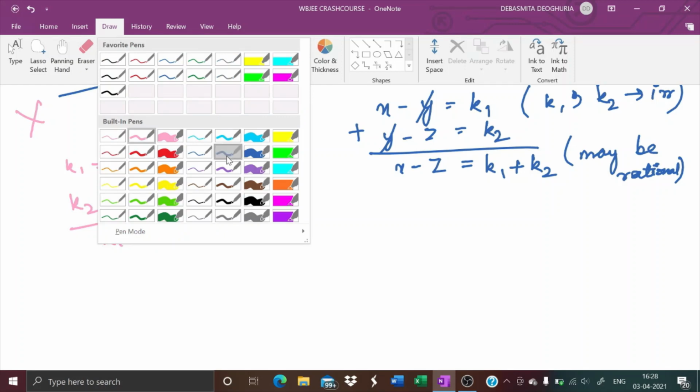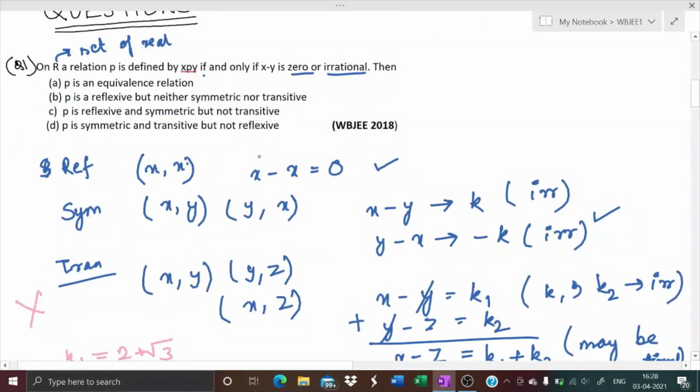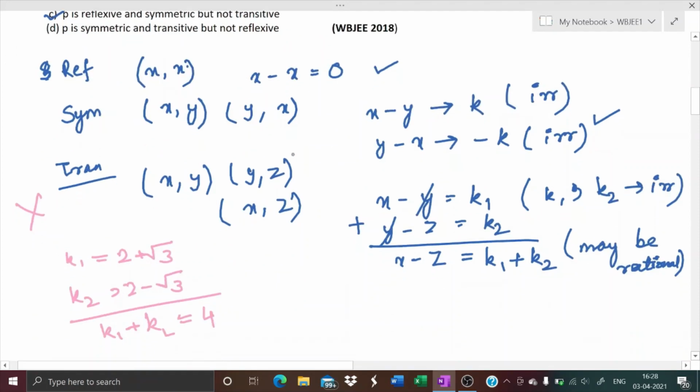Therefore, my relation is reflexive and symmetric but not transitive. So this would not be an equivalence relation. This option B is also false. Option C: P is reflexive and symmetric but not transitive. This is a single choice question, not a multiple choice question. So this is option C. Okay.